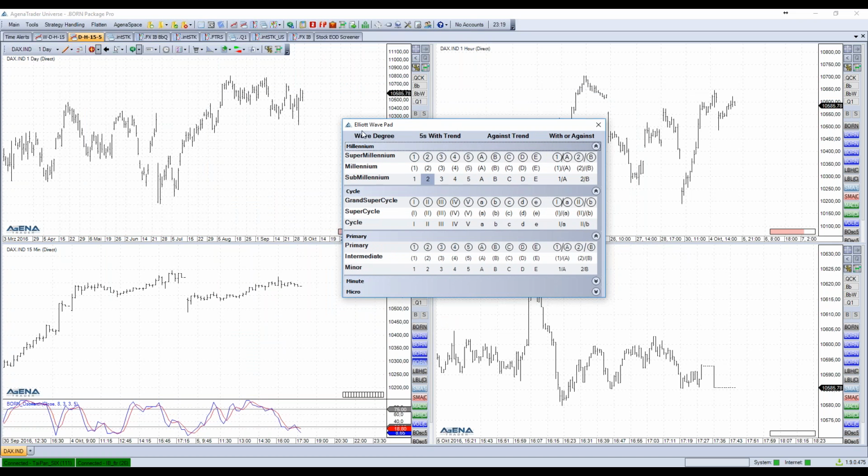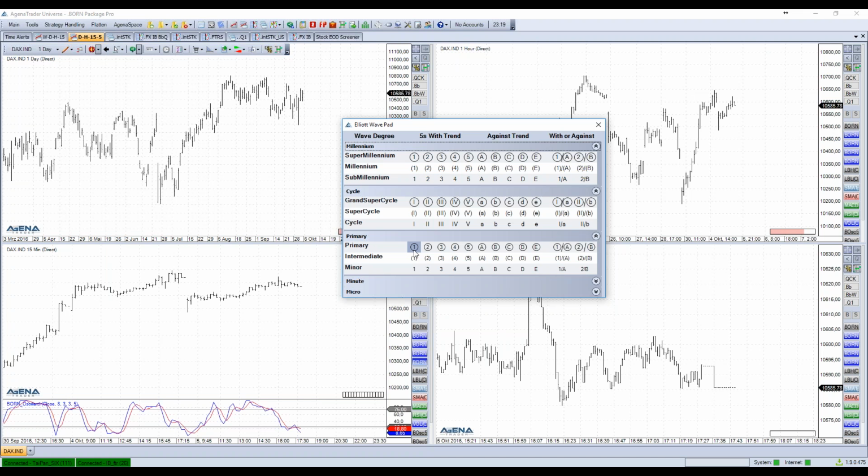So we developed here some kind of an Elliott Wave pad for the AgenaTrader, and this is not counting automatically. Many people are asking us, why can't you do it automatically? Yes, it is possible. There is some software on the market that can do it automatically, but to be honest, I was learning a long time ago, and my first contact with the Elliott Wave was with automated software, and still these automatic softwares on the market are not giving the real impression of the market.